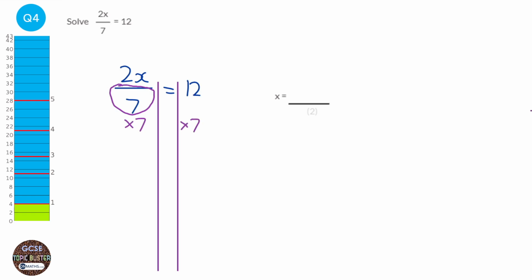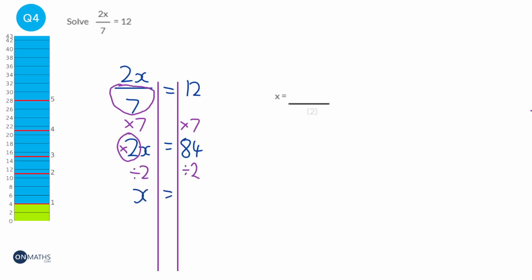So on the left hand side we've got this 2x. On the right hand side we've got 12 times 7, which is 84. Next thing we need to get rid of is this 2. That's a times 2, so the opposite of times 2 is divide by 2. So we've got x equals 84 divided by 2, which is 42.